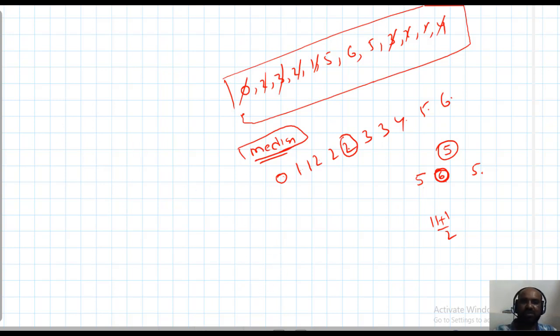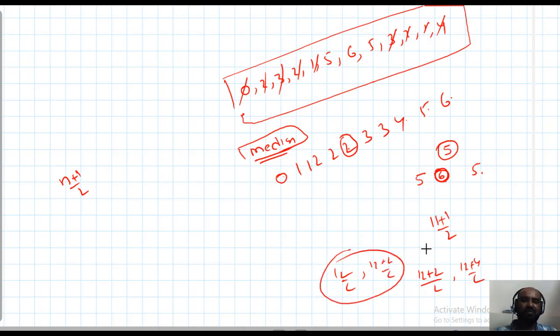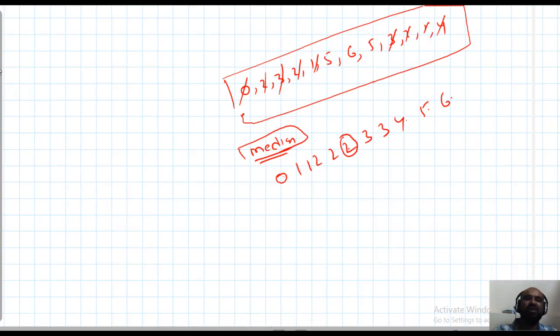If the observations are an odd number, as here, then if n is odd, the (n plus 1) by 2th observation is taken as the median of the data. If observations are even, for example 12 observations, then the 12 by 2th and (12 plus 2) by 2th observations, their average, is taken as the median of the data. That is the 6th observation and the 7th observation, and the average is taken as the median. In this way you can find the median of ungrouped data or raw data.